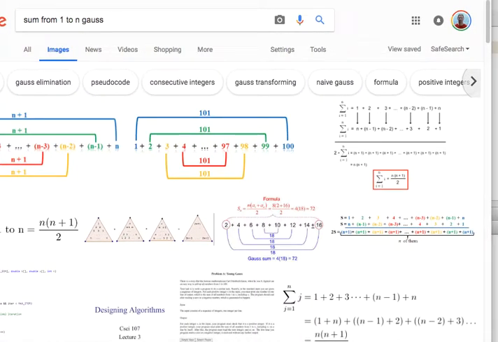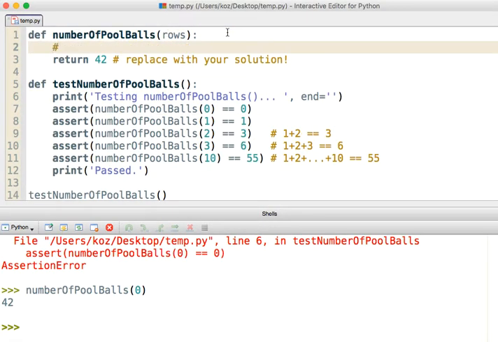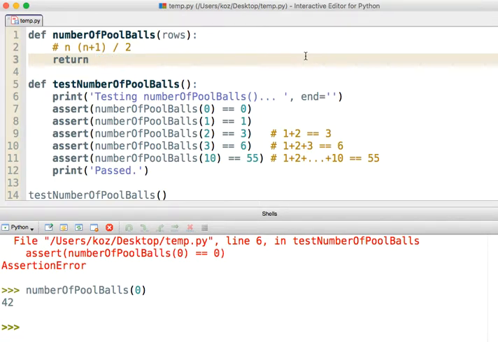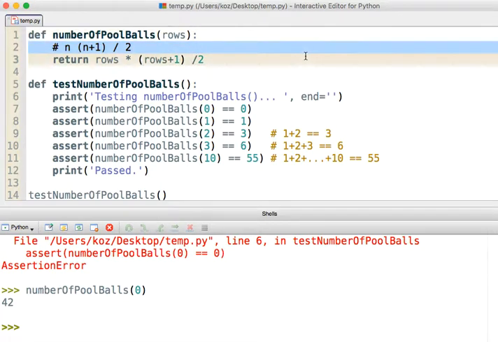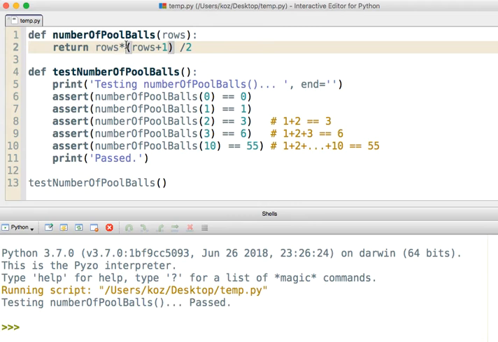So if I go back here, if that was n, the formula was n times n plus 1 over 2. But here the variable is called rows. So it would be rows times rows plus 1, over 2. And that's the formula. Let's see if that works. Go ahead and run that. And that's it. It actually worked.